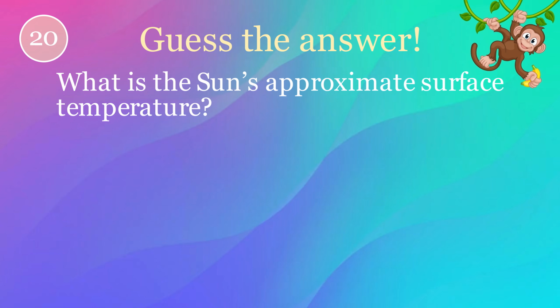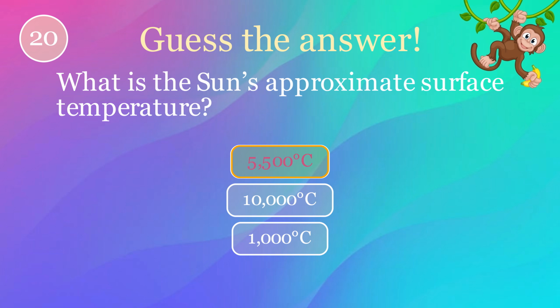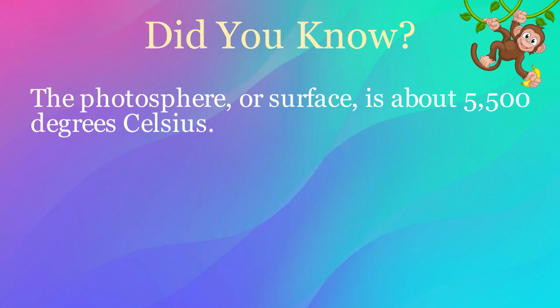What is the Sun's approximate surface temperature? 5,500 degrees Celsius, 10,000 degrees Celsius, 1,000 degrees Celsius. The correct answer is 5,500 degrees Celsius. Here's an interesting fact: the photosphere, or surface, is about 5,500 degrees Celsius.